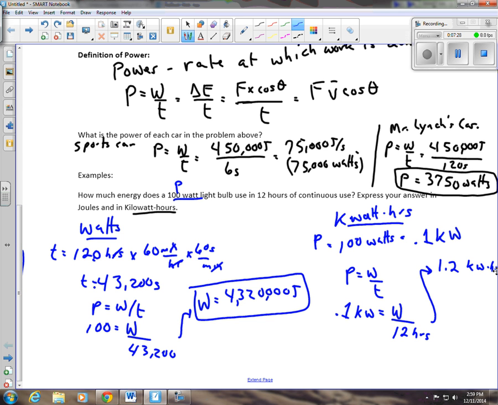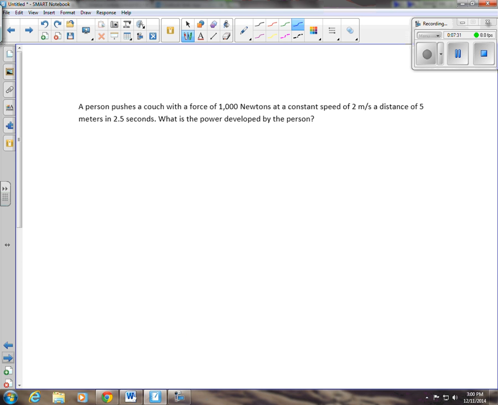On the next page, we have one last example. A person pushes the couch with a force of 1,000 newtons at a constant speed of 2 meters per second, over a distance of 5 meters in 2.5 seconds. What is the power? In this case, I have a force of 1,000, a velocity of 2 meters per second, a distance of 5 meters, and 2.5 seconds. There's going to be more than one way to do this problem.